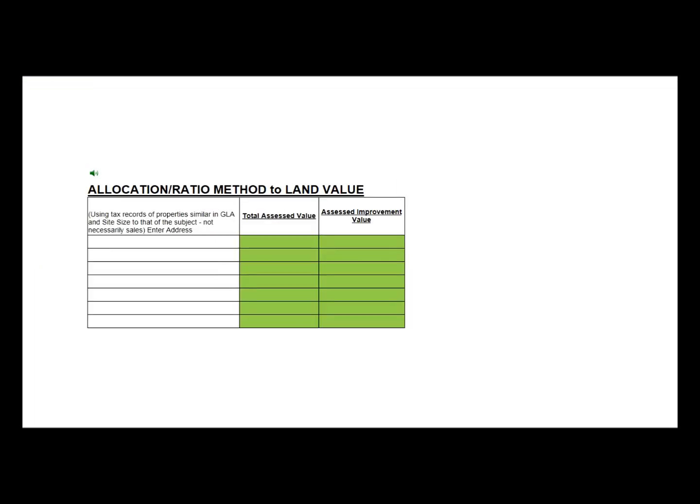Now we're moving into the allocation ratio method. Here's where you're going to look in the tax records in your market and find homes that are similar to the subject, not necessarily exactly alike and not necessarily sales, just homes that are similar on similar tract sizes. And you're going to put their address in this grid block, excuse me, and then the total assessed value, the total assessment by the county, and then the improvement value by the county. Put in at least 4 or 5 or 6 because you want to get a good sampling, and all you're doing here is trying to find the ratio. So don't worry about trying to find sales in the area. That's not what this is doing. This is getting the ratio from the county tax records.